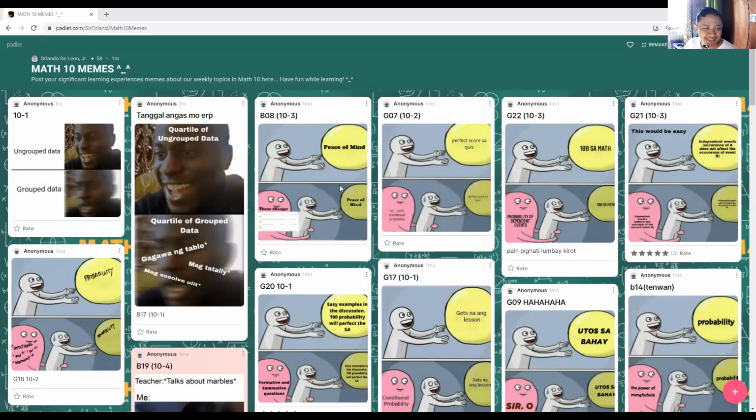Okay, patingin nga. Oh, meron ng dalawa dito. Si Anonymous, tanggal angas mo, Erp. Please put your class number, no? Nung quartile of ungroup data, ang saya-saya niya. Nung quartile of group data na, nawala na siya sa sarili niya. Gagawa ng table, magtatali, magsosolve ulit. Okay? Ungroup data, okay pa. Group data, nahilo na. Okay. Please don't forget to put your class numbers, ha?